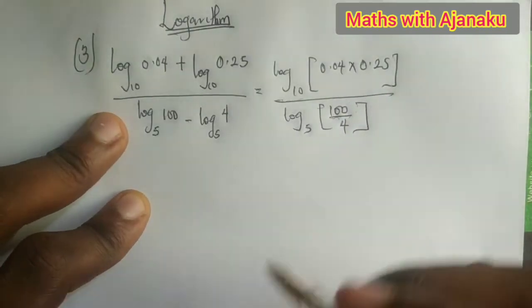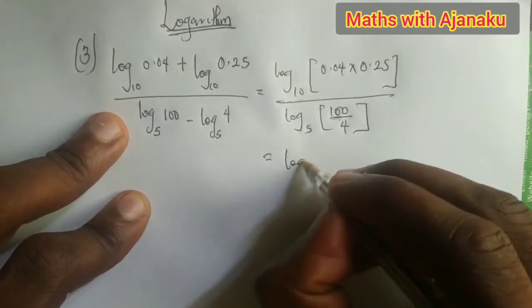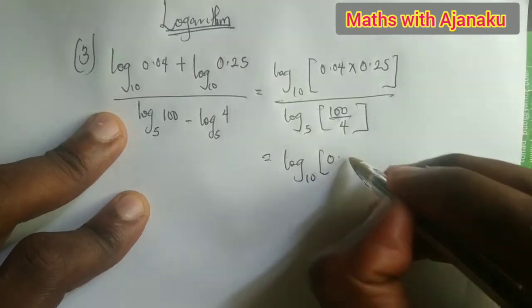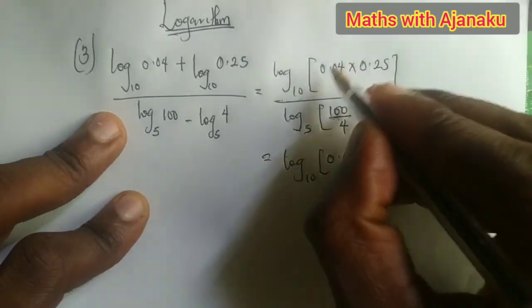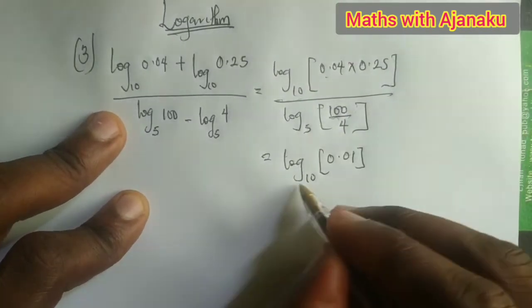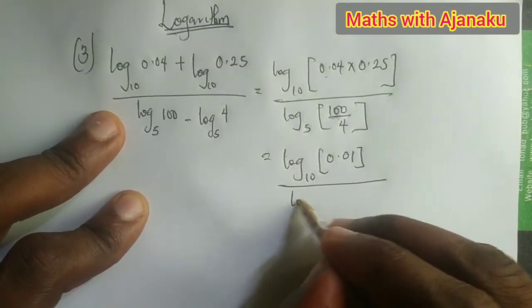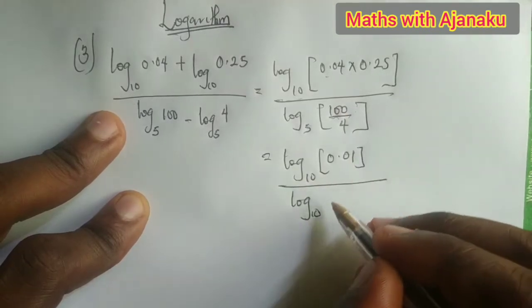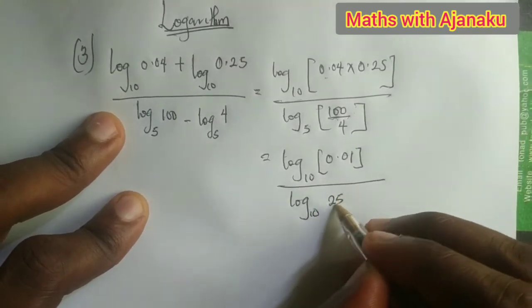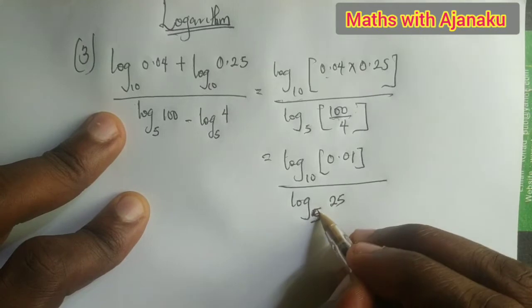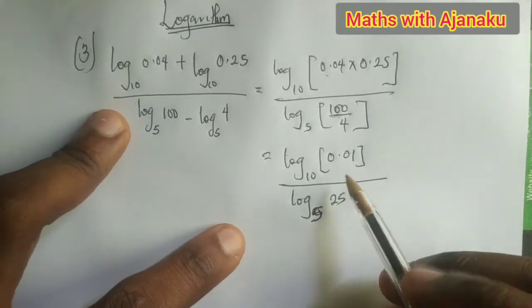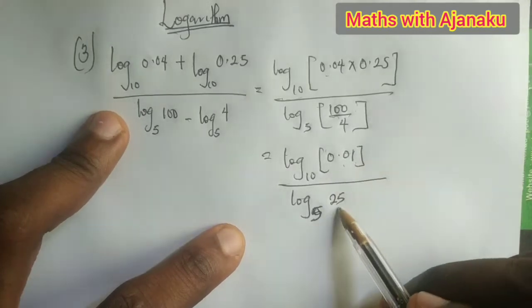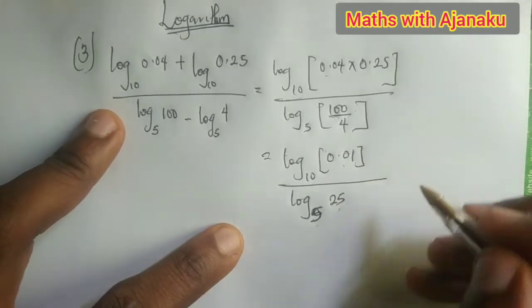On doing that, this becomes log base 10 of 0.01. When this multiplies this, you get 0.01, over log base 5 of 25, since 100 divided by 4 gives us 25. So now this can be in base 10. We can write 0.01 in base 10, likewise 25 in base 5.